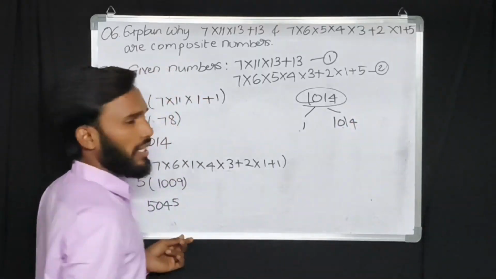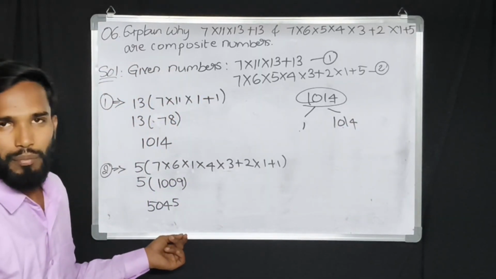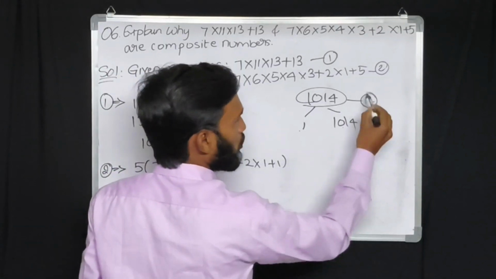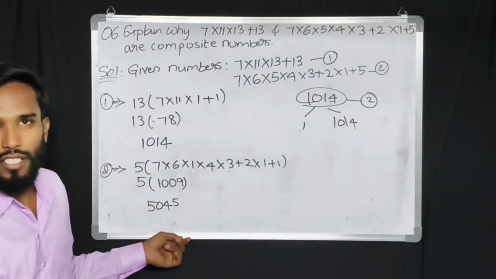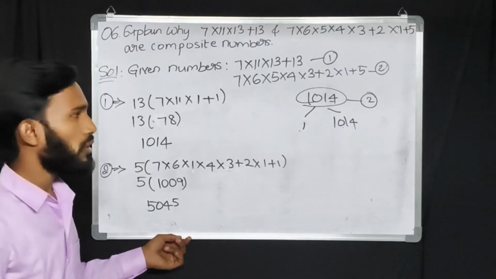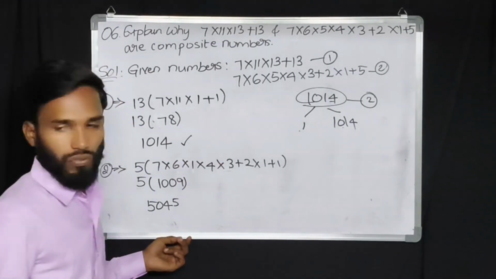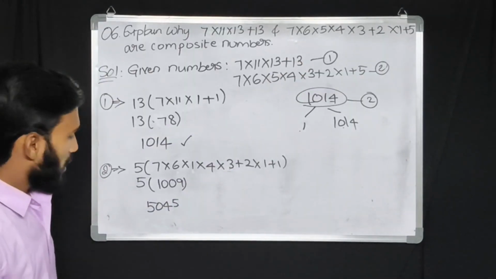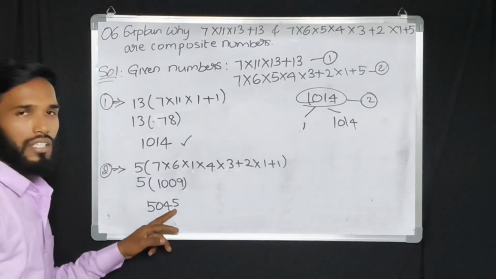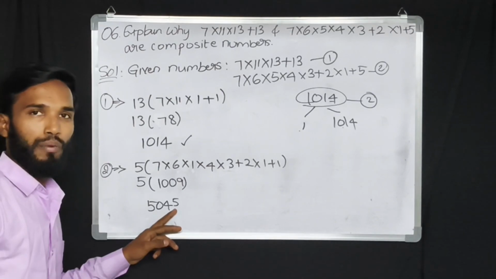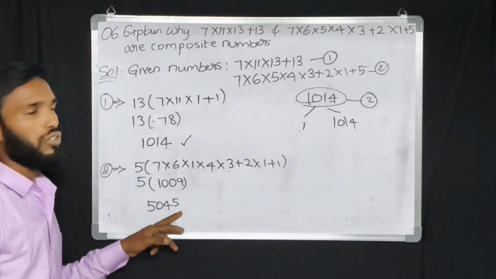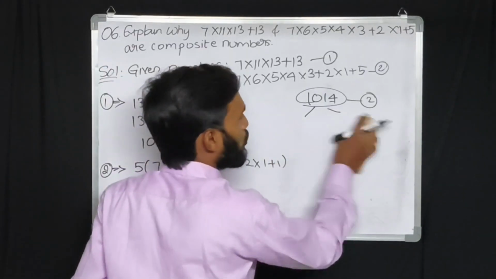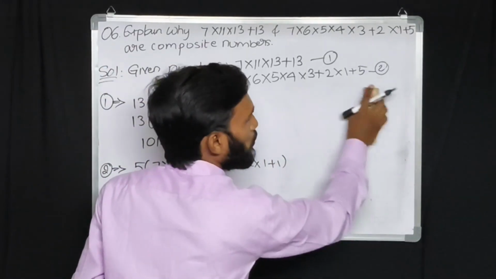If the last digit is an even number, that means the number is divisible by 2. That means this is also divisible by 2. That means 2 is also a factor of 1014, which proves that this first number, 1014, is composite. Same for the second number: you see the last digit is 5. That means it is divisible by 5. That means this number also has more than two factors. That is why the given two numbers are composite.